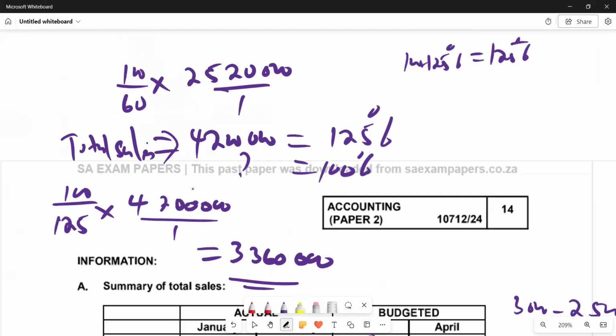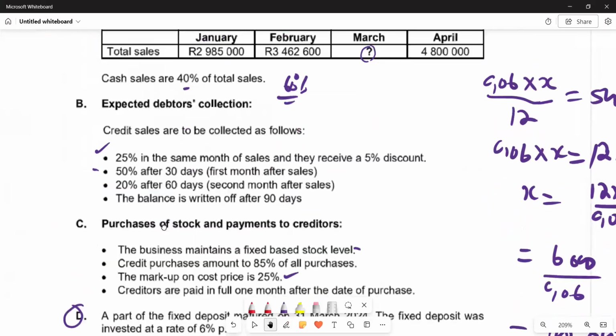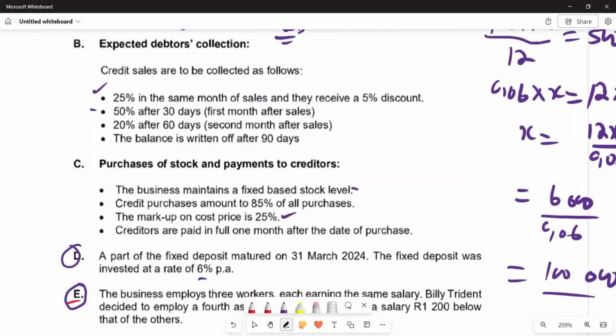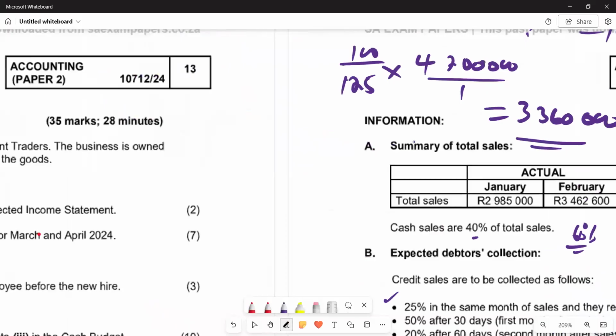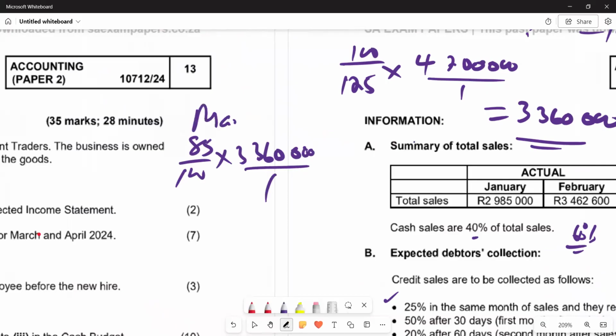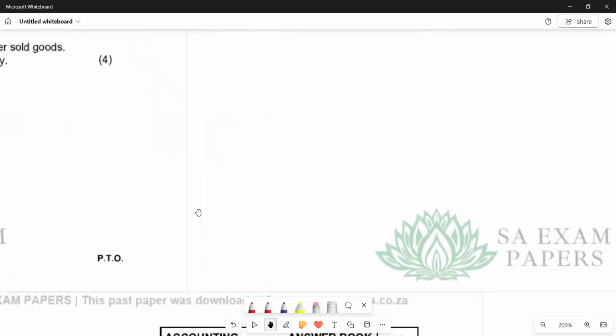So from there now, we can calculate the proportion of credit purchases that are going to be paid in the month of April. We are also told in the additional information that credit purchases amount to 85% of all purchases. So we are now saying 85% of 3,360,000. In other words, 85 over 100 times 3,360,000. Remember, these are the credit purchases for March that are going to be paid in April. So this is how we are going to calculate it, and then you can go to our answer section and summarize it yourself.